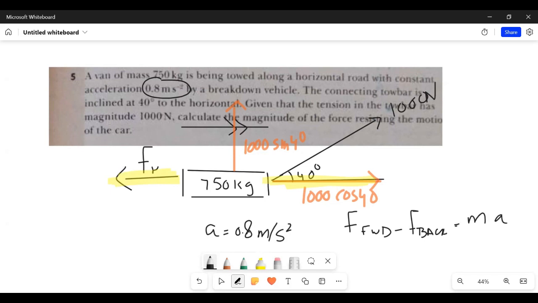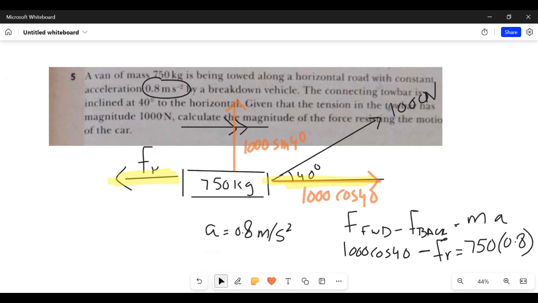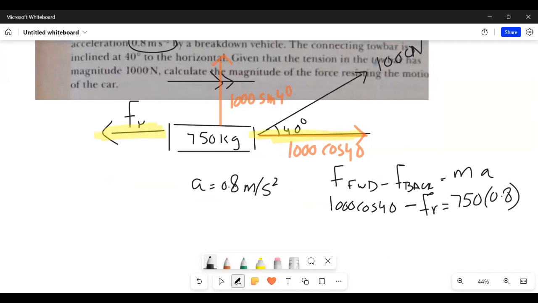What about the backward force? F1. Yeah, the force of friction. F1. Take it. Equals, we know the mass 750, we know the acceleration 0.8. Find the frictional force, please. 166.04. Okay.